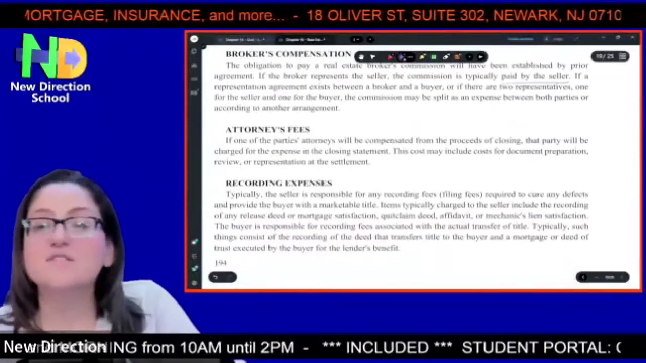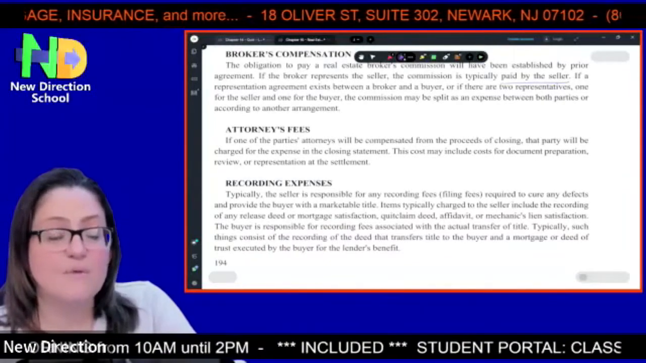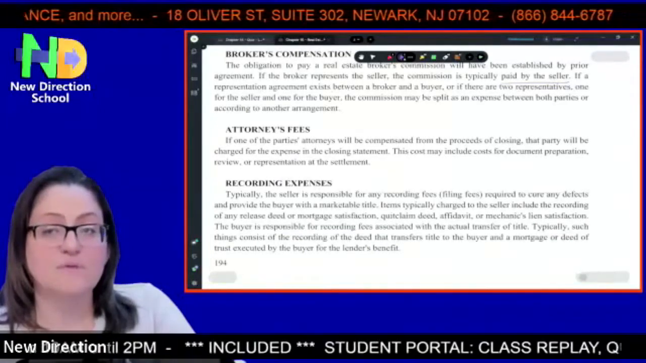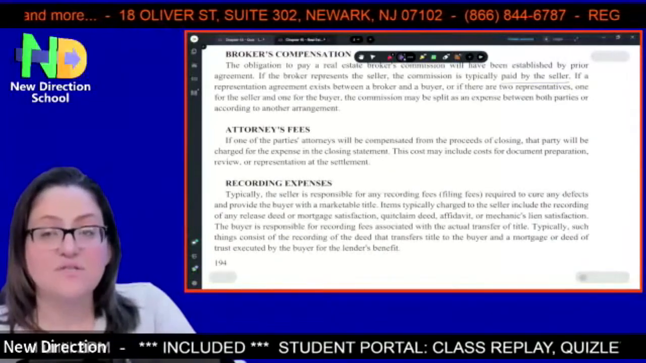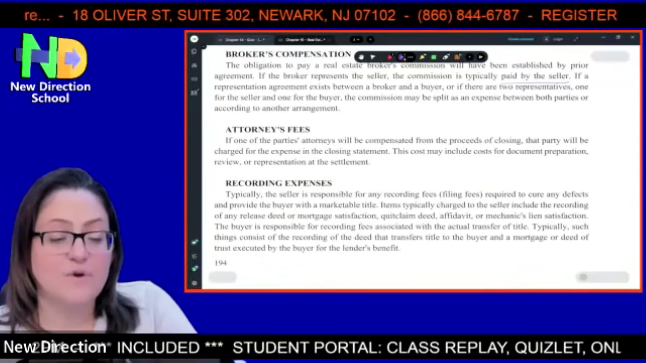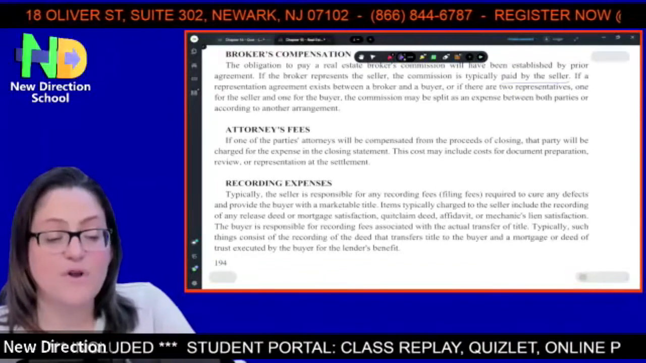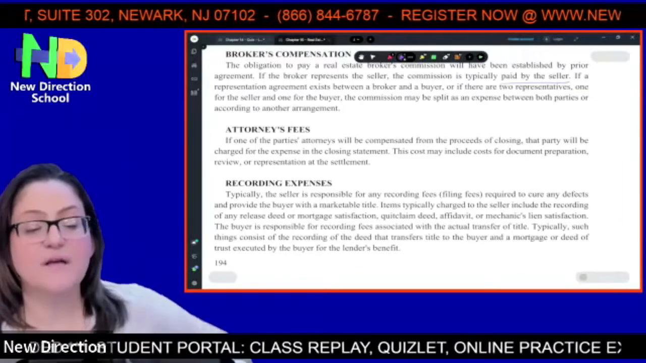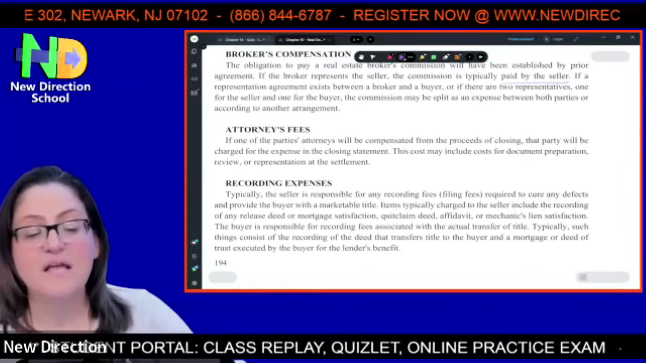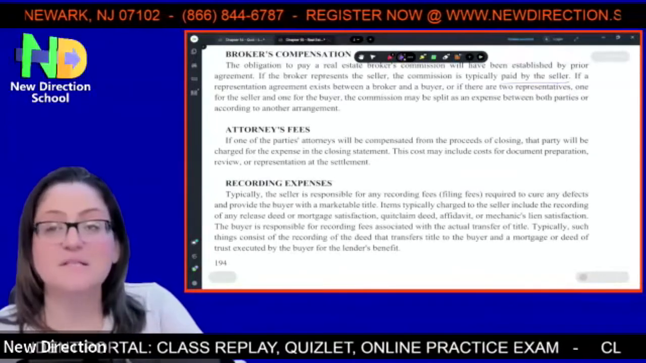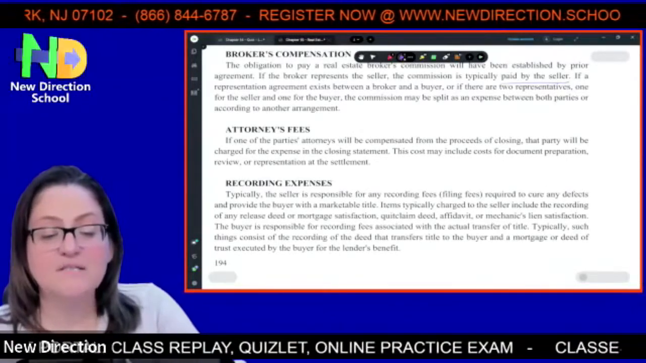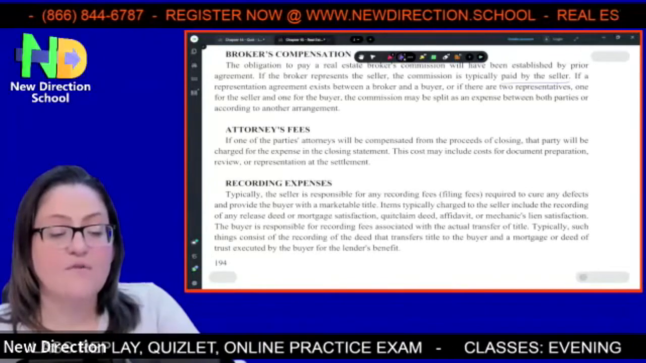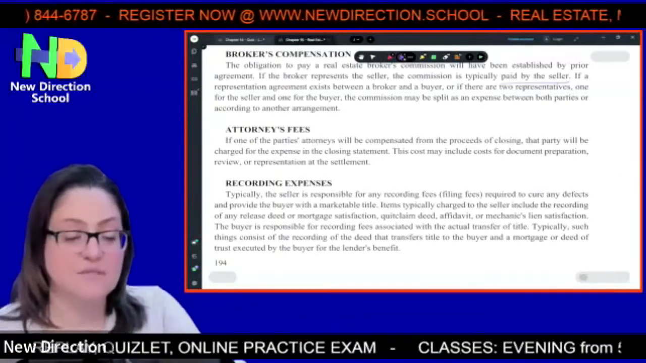We're also going to see attorney fees. And I said this before, when you start working with an attorney, someone asked me, do you have to pay them even if you don't close? Okay, they're not like real estate agents. They are getting paid for their service, and it's prorated among what they've done already for you. If one of the party's attorneys will be compensated from the proceeds of closing, that party will be charged for the expense in the closing statement. This cost may include costs for document preparation, review, or representation at the settlement.